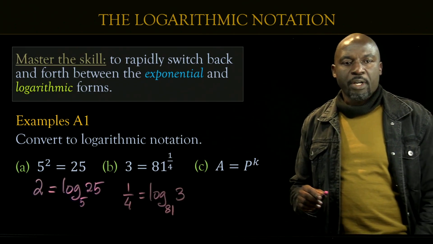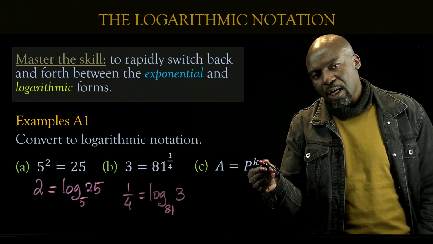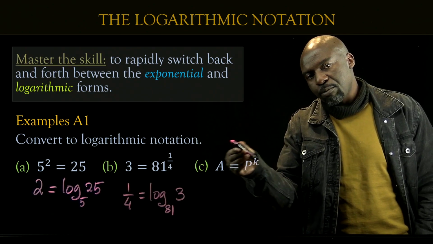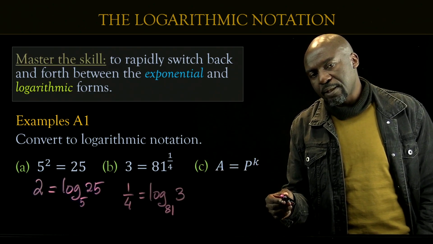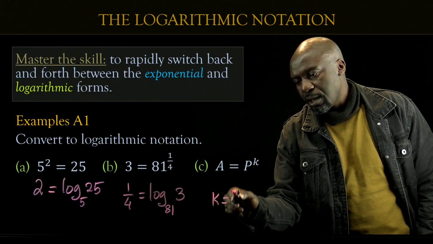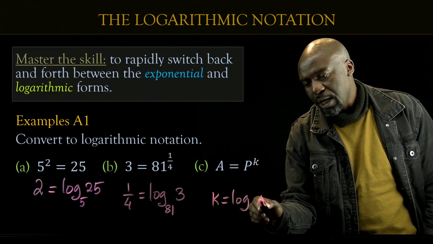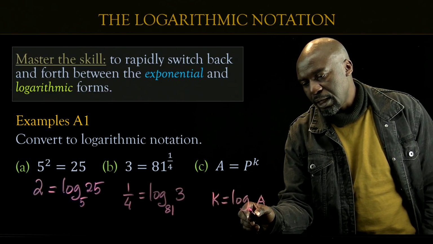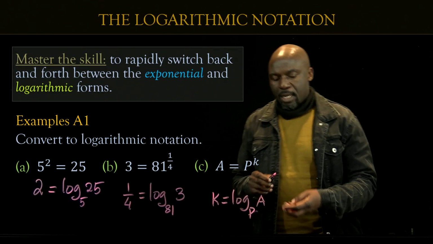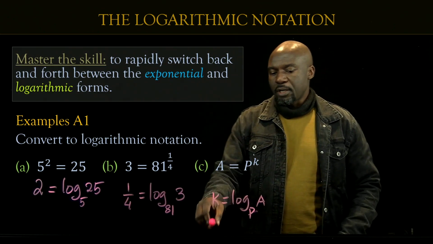Okay? And lastly, a is p to the power of k. We can also express that in logarithmic notation. Go to the power there, k. K is the exponent of p, but it is the logarithm of the number on the other side. So we can write that k is the logarithm of the number on the other side, which is a, when the base is p, like that. Okay? And this is how we can change from exponential notation to logarithmic notation.